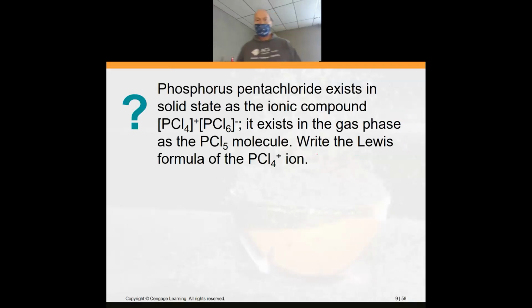All right, write the Lewis formula for PCl4+. P is in the same group as nitrogen, group 5. Chlorine is in group 7. 7 times 4 is 28. Now you have a plus charge, so that means you lost an electron, so minus 1 electron. So 5 plus 28 minus 1 is 32 electrons.